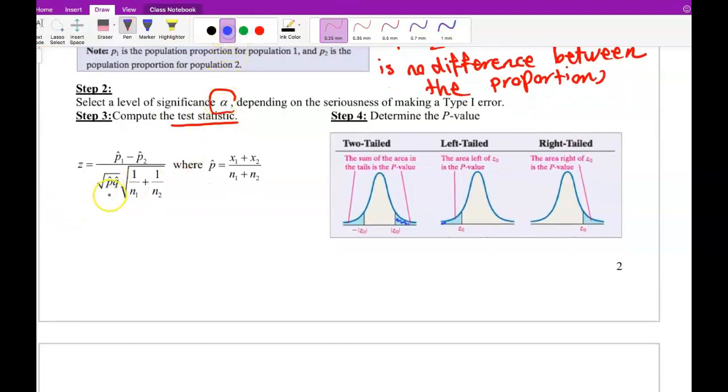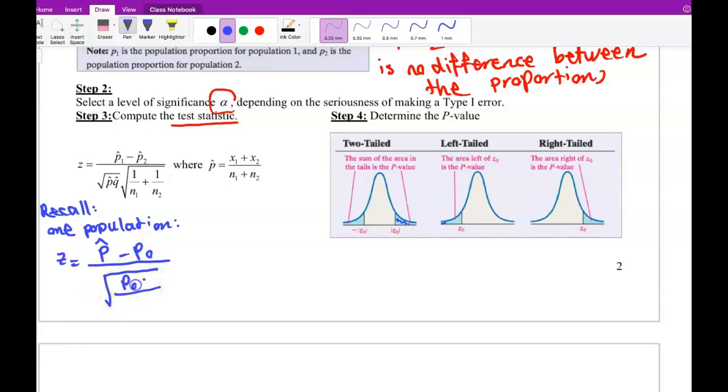I want to compare this one with what we use for one population. So for one population, recall Z was equal to P hat minus some value, divided by the square root of P times Q divided by N. This P0 is the value of the population proportion.